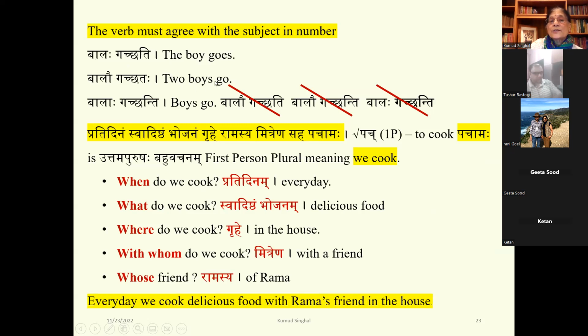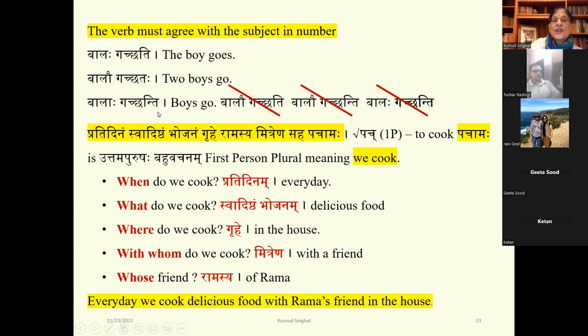So the verb has to be dual. Gachatah. Balau means two boys. Balah, balau, balah. Ramah, ramau, ramah. So balau gachatah. Two boys go. Boys go. Boys are in plural. So the verb has to be also plural.